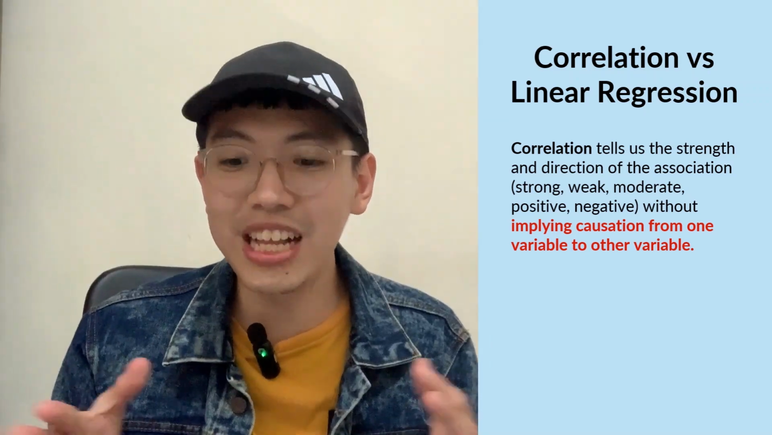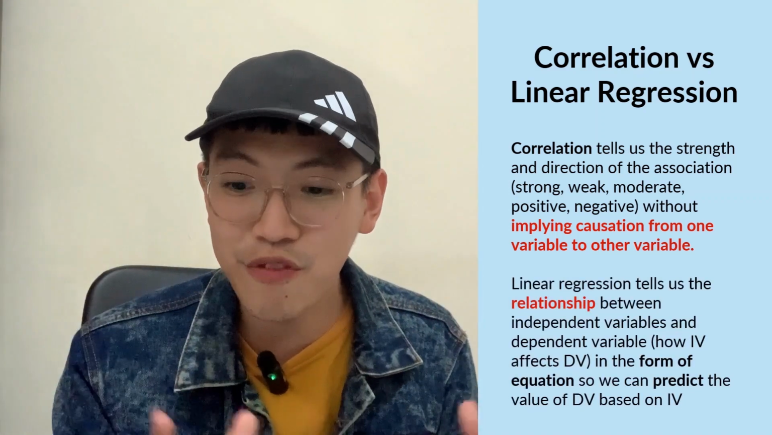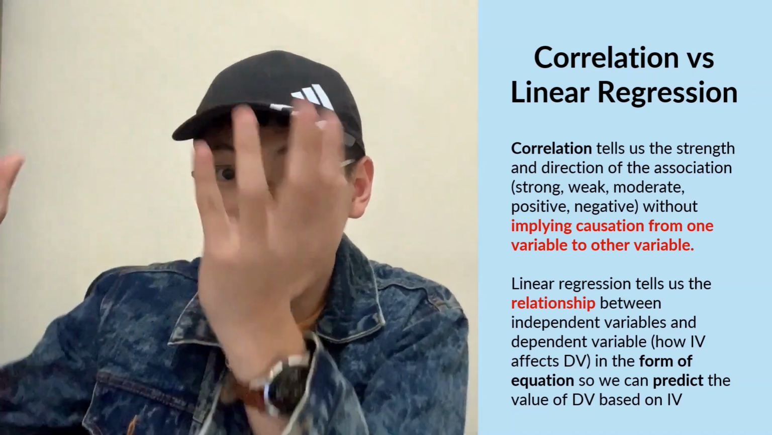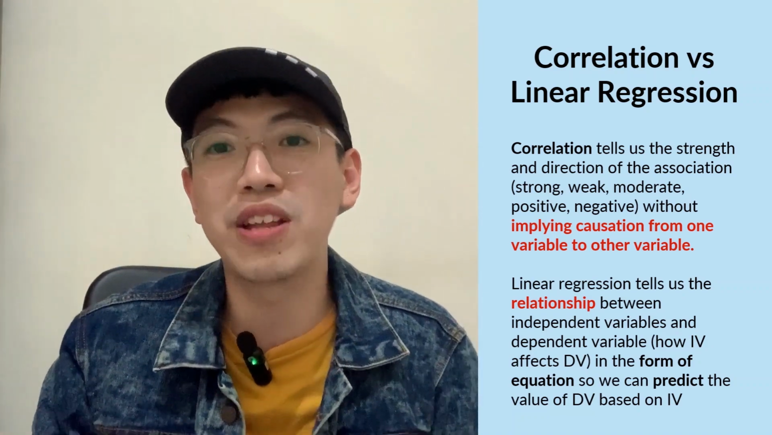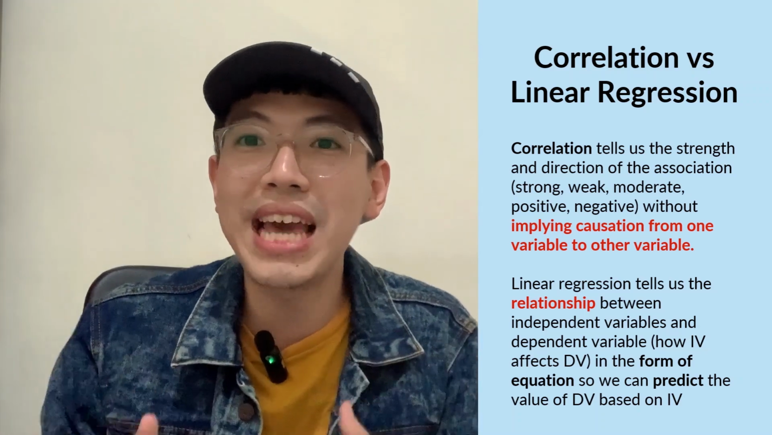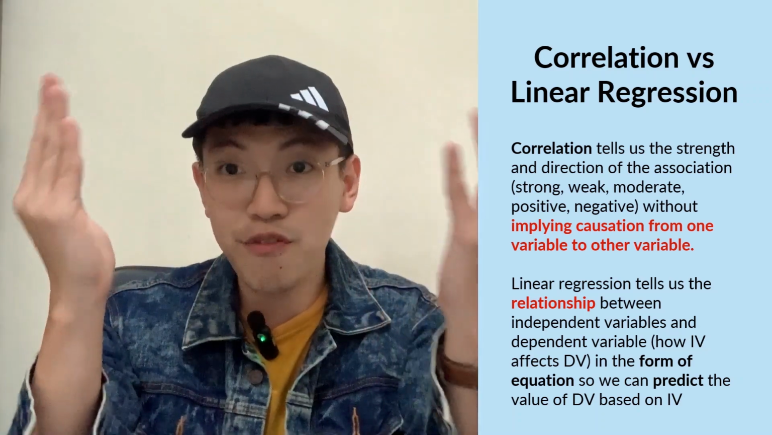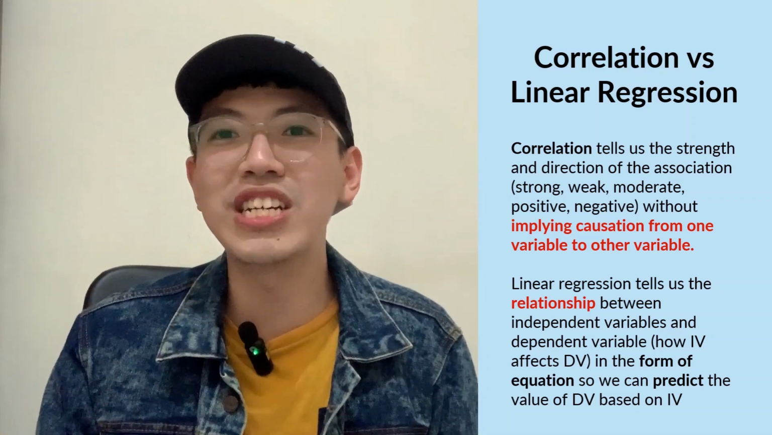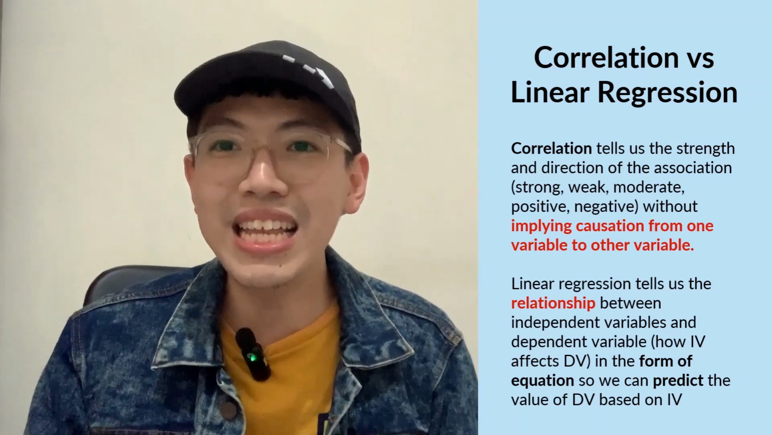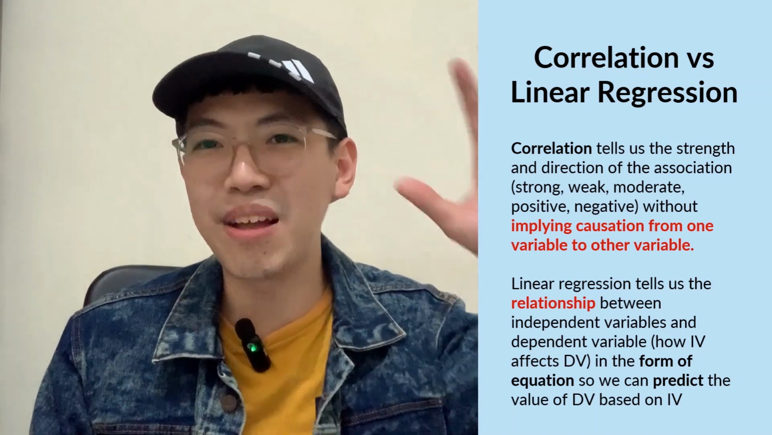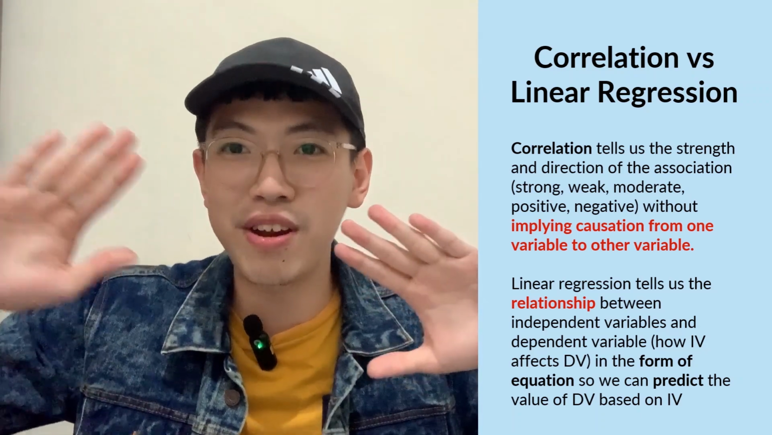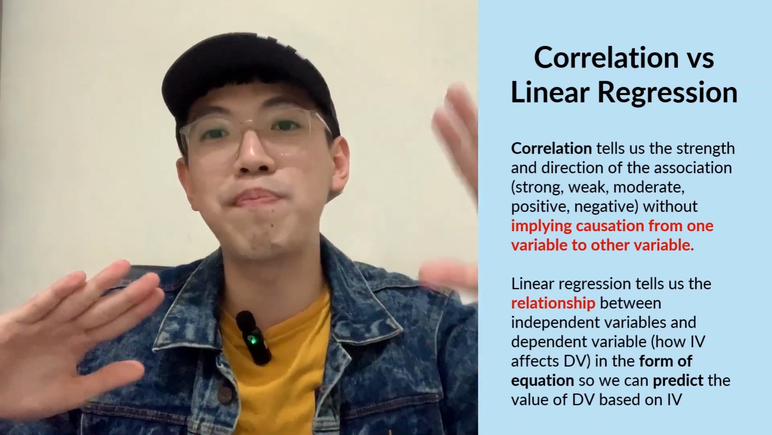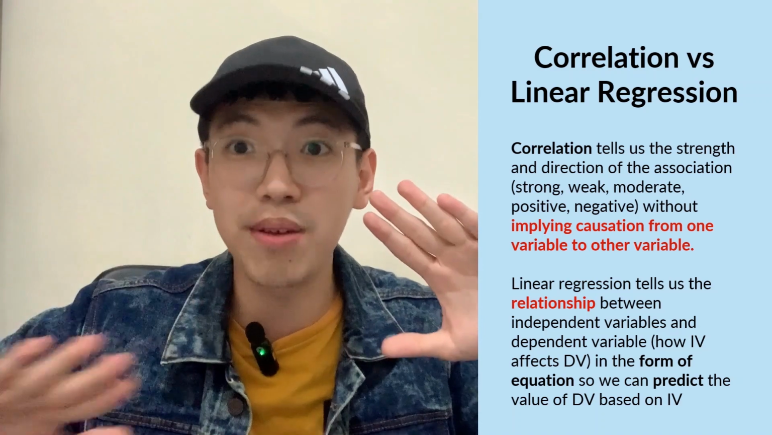While linear regression tells us the relationship between independent variables and dependent variables, how the independent variables affect the dependent variables, in the form of the regression equation, so we can predict the value of the dependent variable based on the value of the independent variables. So correlation does not imply causation, while linear regression implies causation from independent variables to the dependent variables, and we will find the regression equation so we can predict the value of the dependent variables based on the value of the independent variable.